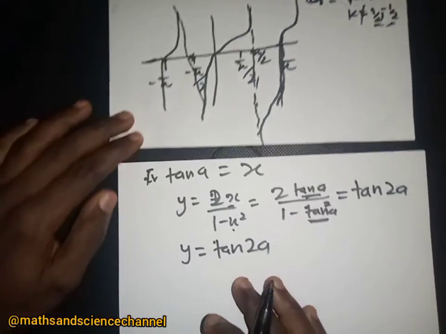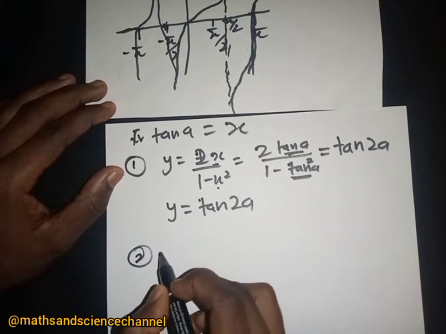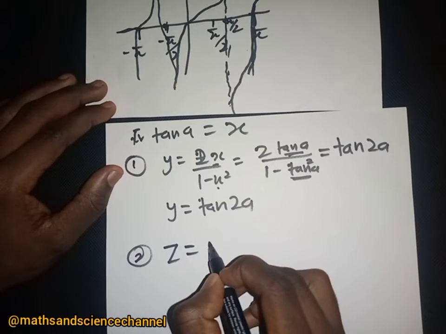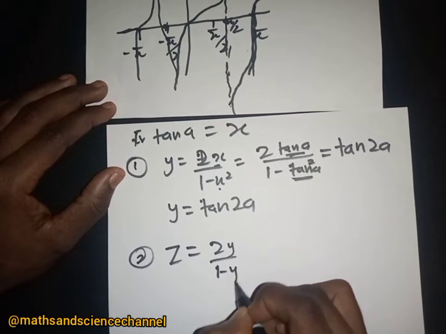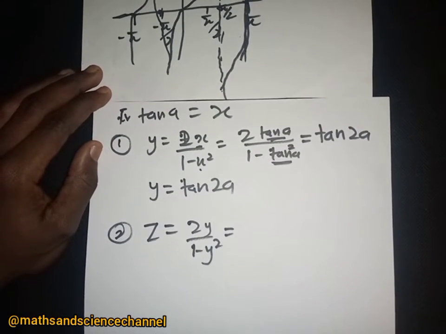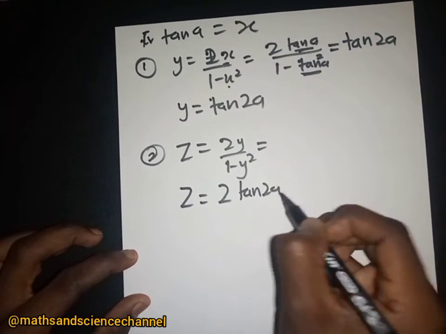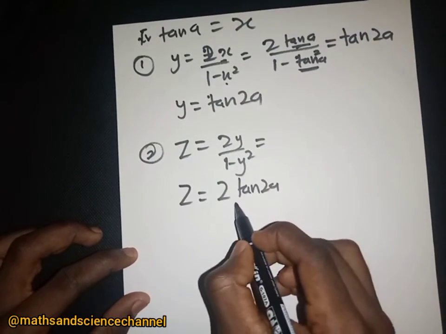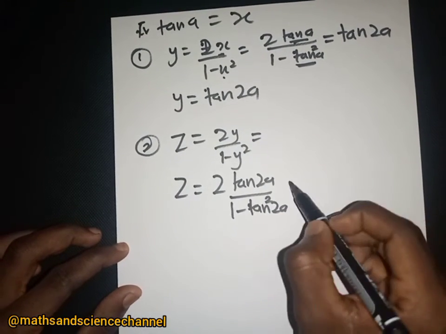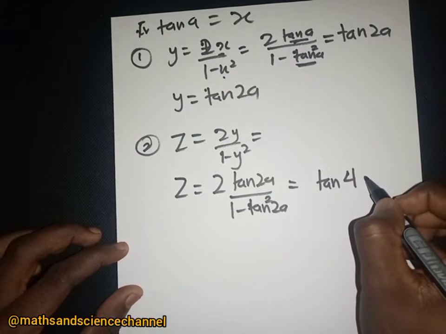Now y equal to tan 2a is for the first part. In the second part, where we had z being equal to 2y over 1 minus y squared, z is going to be 2 tan 2a over 1 minus tan squared 2a, because basically y equals tan 2a. So in this case z would basically be tan 4a. It's going to be tan 4a.